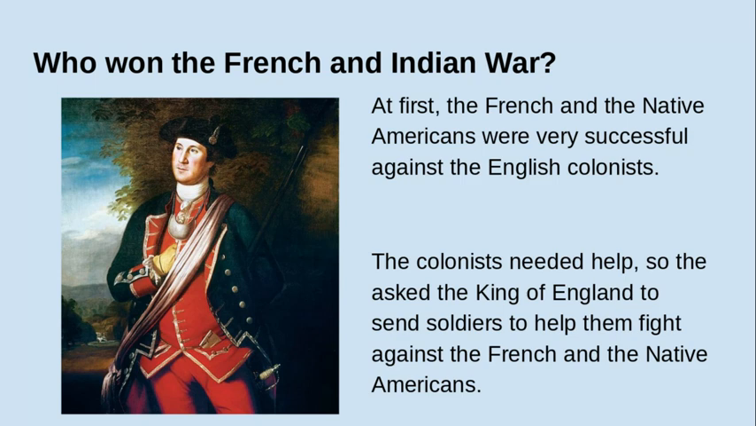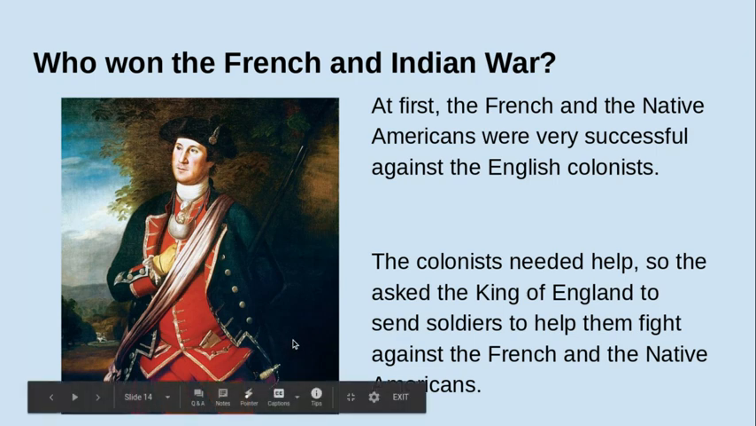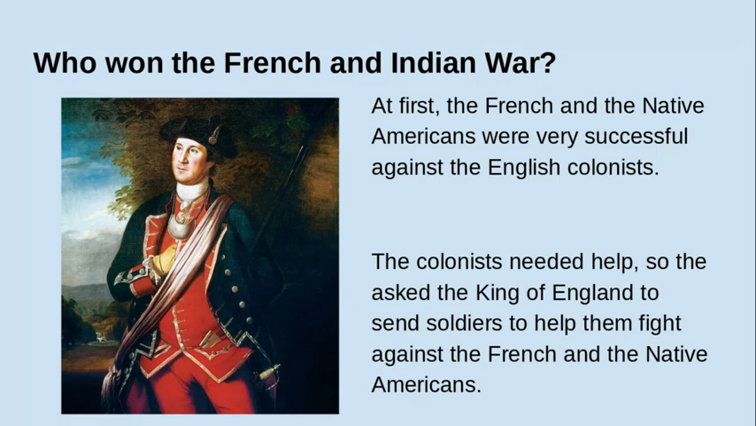The British soldiers and the colonists are going to fight together against the French soldiers and the Native Americans who joined them. So these huge battles started to break out all over the colonies between these two groups. And this is a picture of a very famous person. That is George Washington. It's a painting of George Washington.